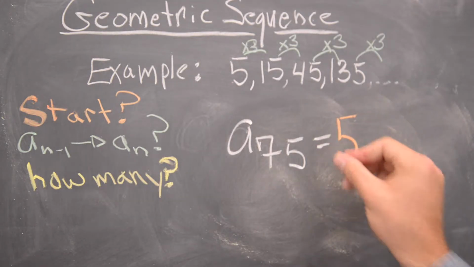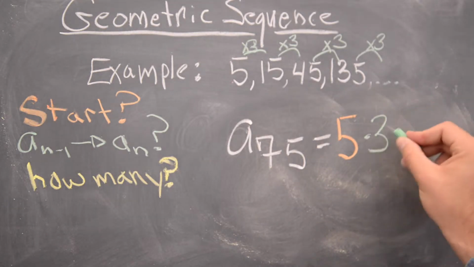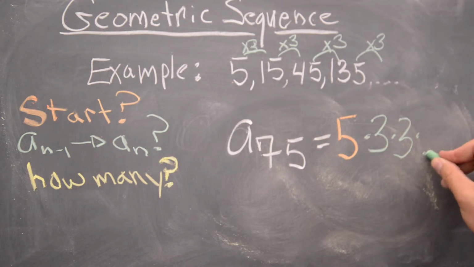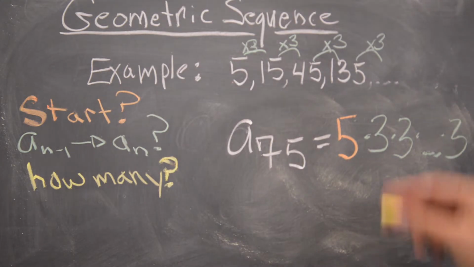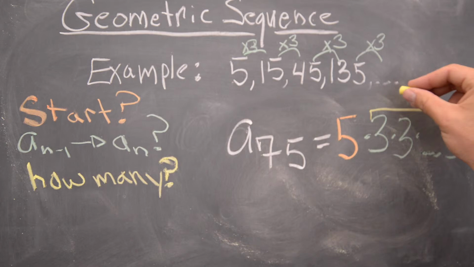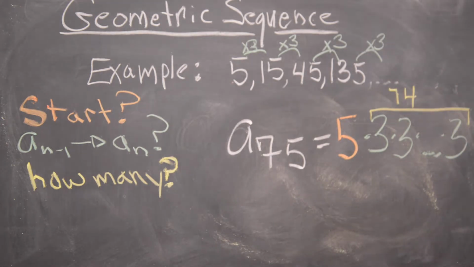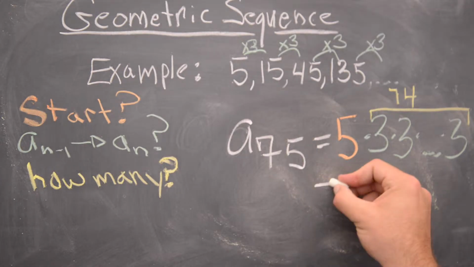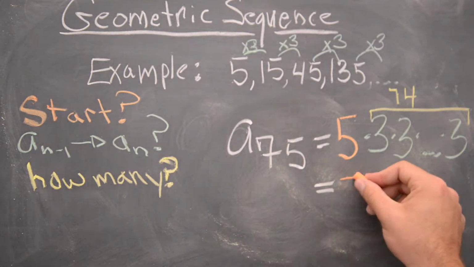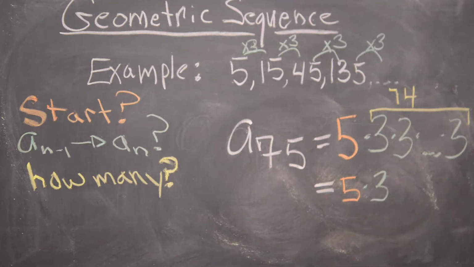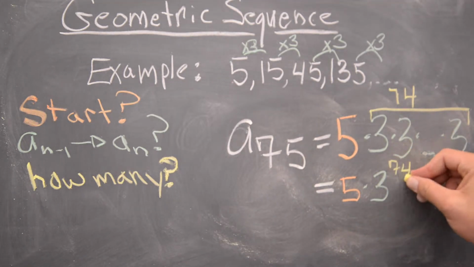The first term is 5. We move from one term in our sequence to the next by multiplying by 3. If we want to arrive at the 75th term, that means we have to multiply by 3 a total of 74 times. We can rewrite this expression using an exponent. The 75th term is 5 times 3 raised to the 74th power.